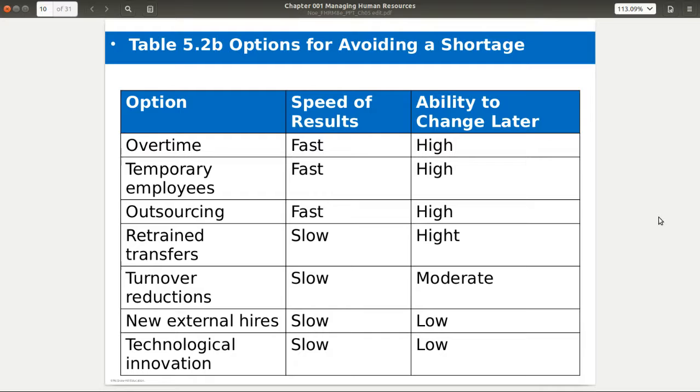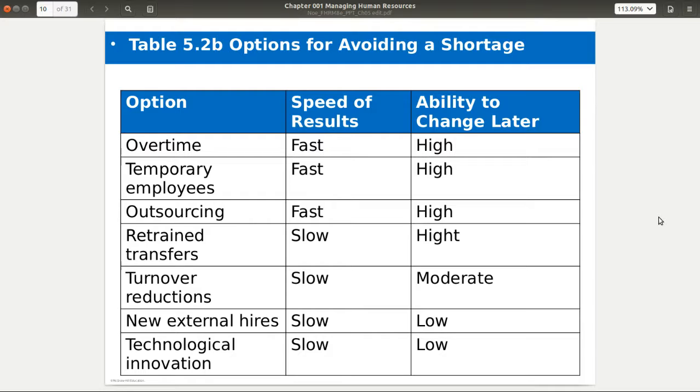You also have to think about, okay, what if we're going to have a shortage? What is it that we can do to make sure that we beef up the labor supply that we have, so that we do not have that shortage of labor that we need to achieve the goals that we have? There are some things that we can do that are pretty quick, and there are some things that take more time. The things that take more time are harder to change down the road.